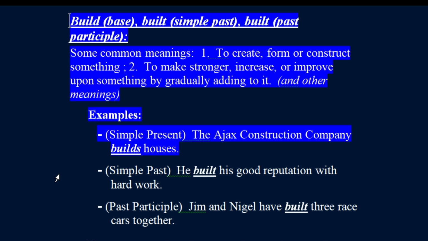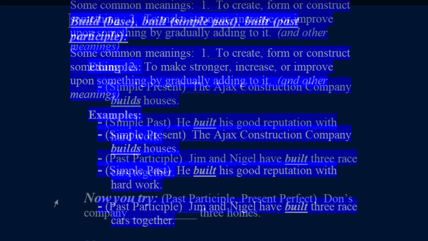Examples. Simple present. The Ajax Construction Company builds houses. Simple past. He built his good reputation with hard work. Past participle. Jim and Nigel have built 3 race cars together.